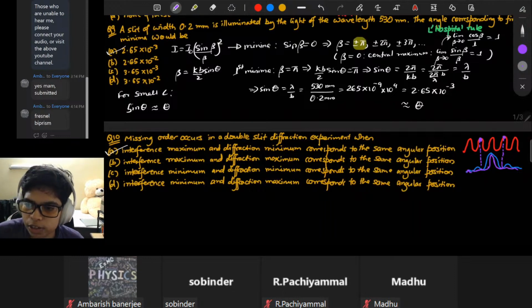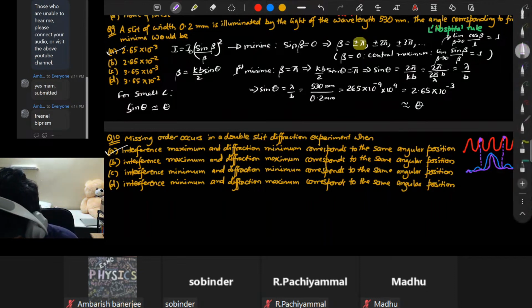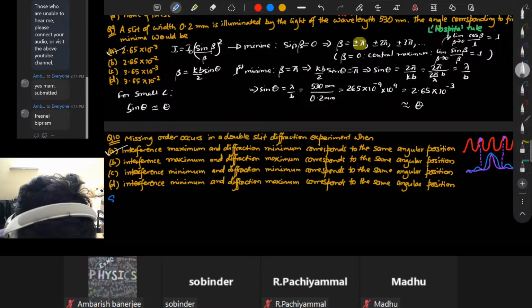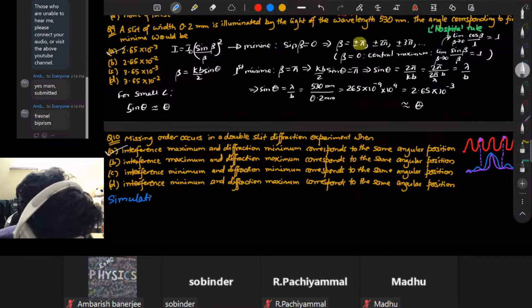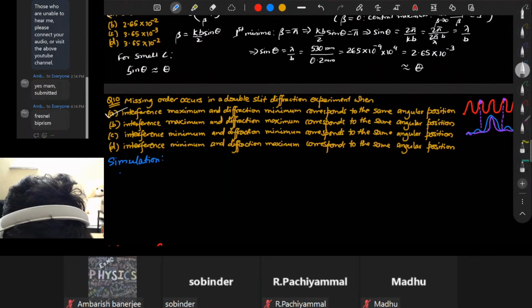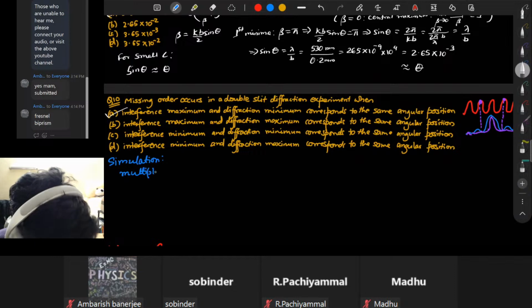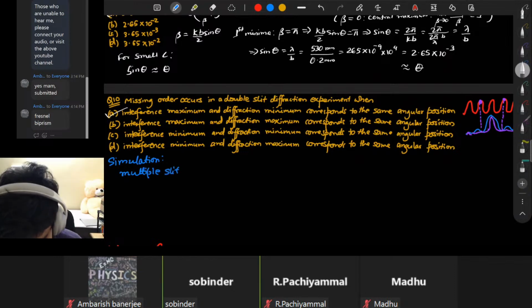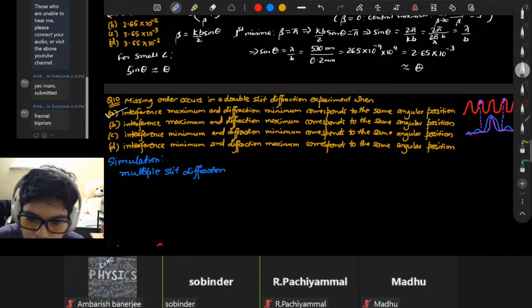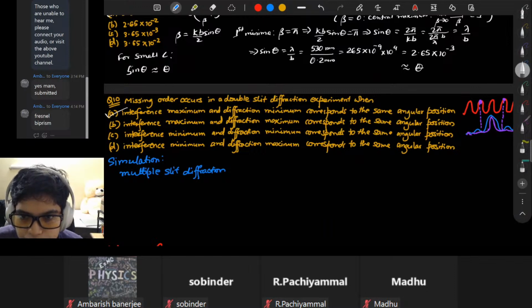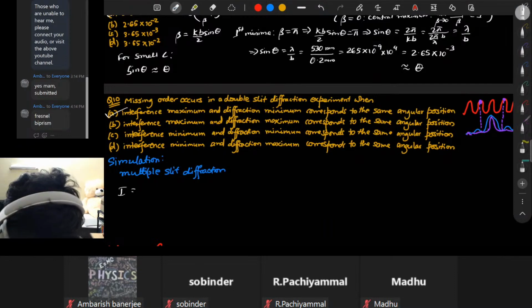I have one more simulation planned, so maybe I'll just give a quick overview. We have already run out of time, so maybe in 2-3 minutes I'll just show you what this simulation is. This is for multiple slit diffraction. Okay, so in this week we saw single slit, double slit, and multiple slit diffraction. Now, multiple slit diffraction, the intensity is given as follows.